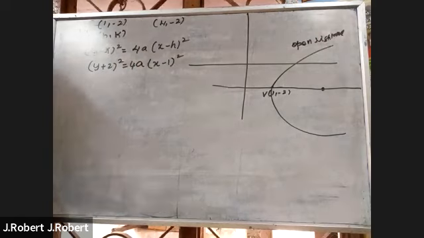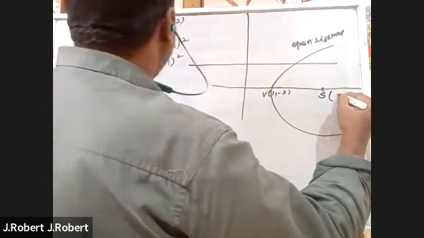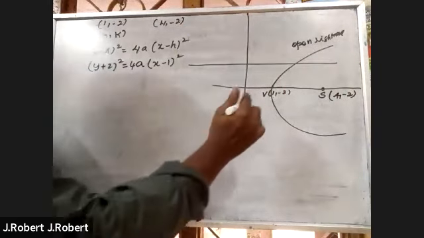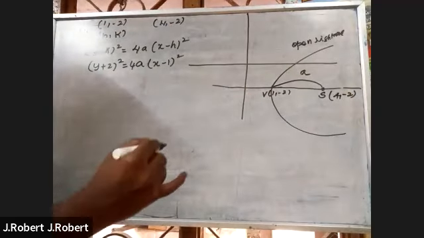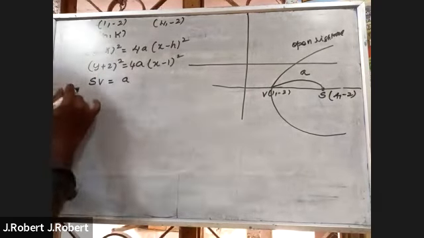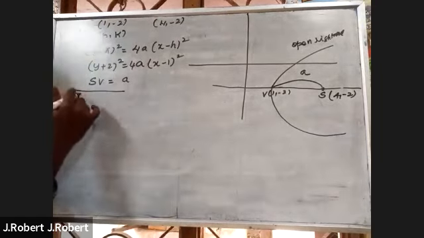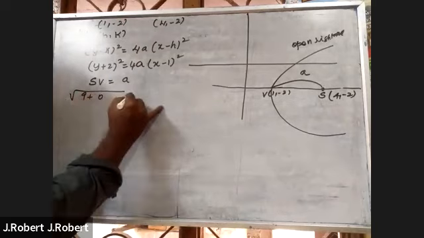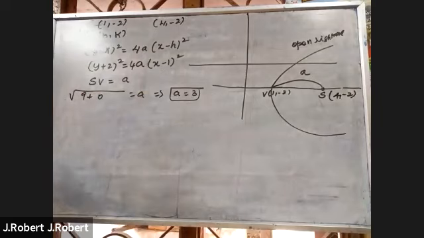To find a, we use the distance between the vertex and the focus (4, minus 2). I already told you that the distance between the vertex and focus is always a. So SV equals a. SV is the square root of (4 minus 1) squared, which is 9, plus (minus 2 plus 2) squared, which is 0. That equals the square root of 9, which is 3. Therefore, a equals 3.